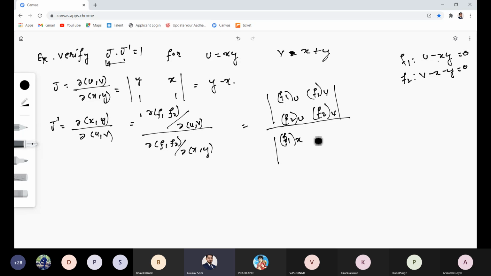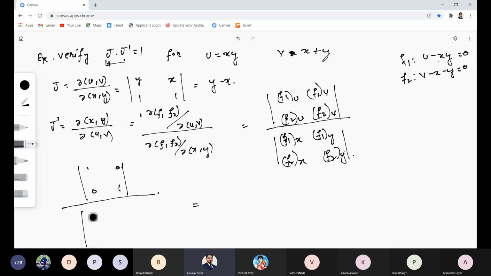f1 with respect to x, f1 with respect to y, f2 with respect to x, f2 with respect to y. f1 with respect to u is 1, with respect to v is 0. f2 with respect to u is 0, f2 with respect to v is 1, upon f1 with respect to x is minus y, f1 with respect to y is minus x. f2 with respect to x is minus 1, f2 with respect to y is minus 1.